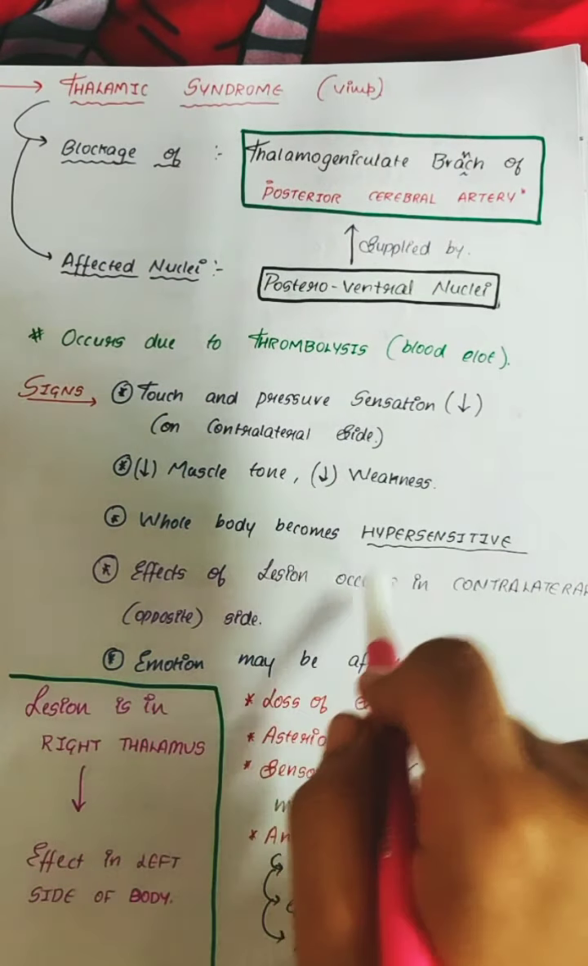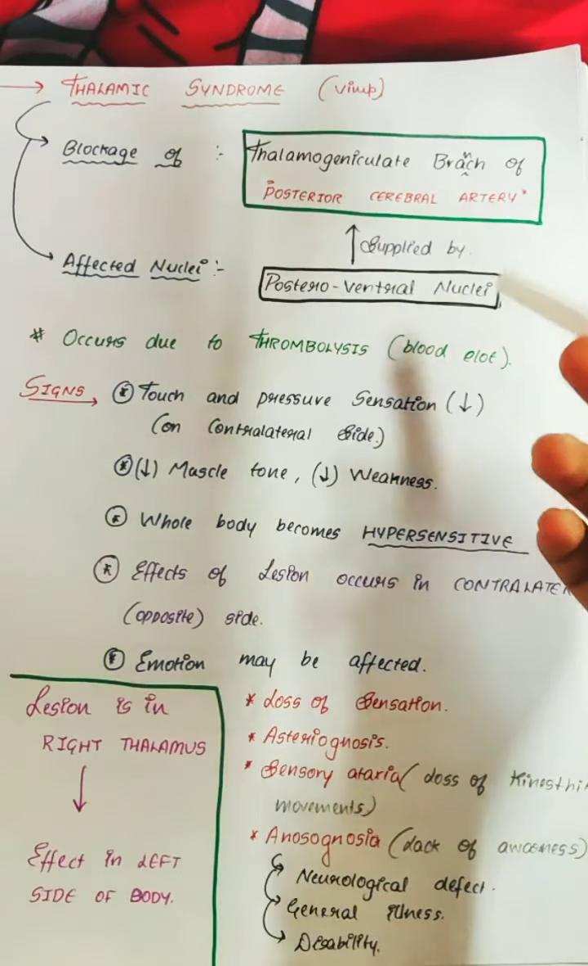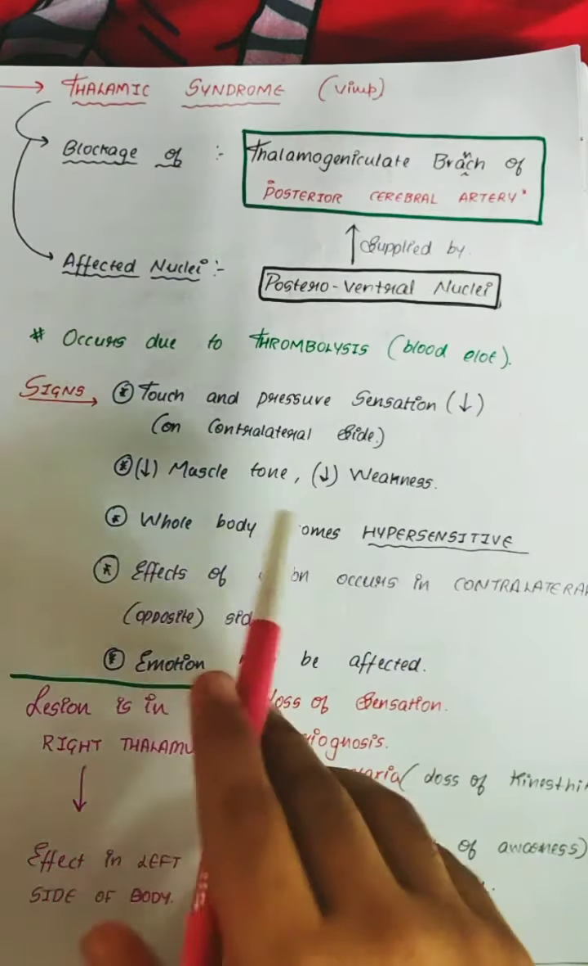The effect of the lesion occurs on the contralateral side. You have to remember this in the thalamic syndrome. If there is a problem on the right side, you can see its sensations on the left side. If it has happened on the left side, you can see its sensation occurring on the right side. So it is on the contralateral side.